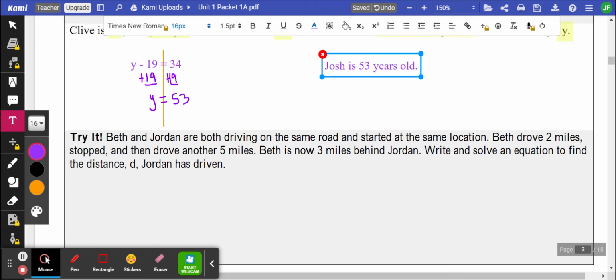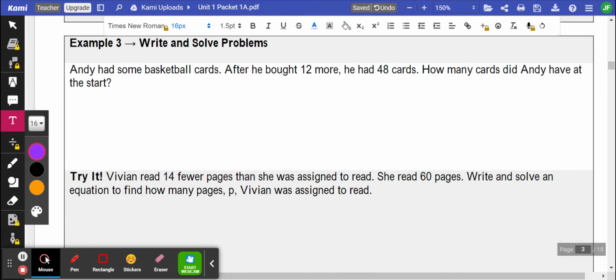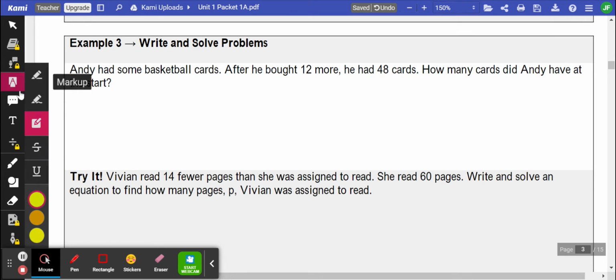We're going to skip over the triad. That's for you to try on your own. Example 3 says Andy had some baseball cards after he bought 12 more. Let's go ahead and highlight right away. So you got 12 more. So more means add when I'm thinking about it.